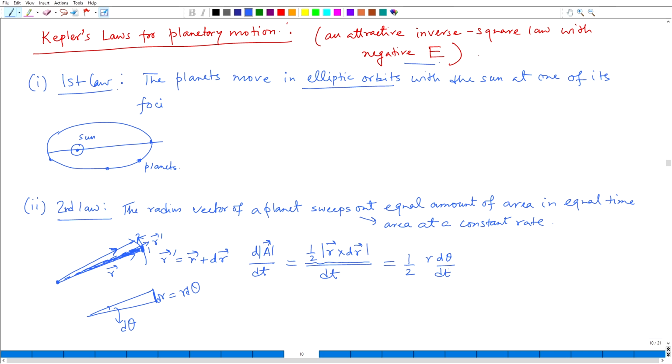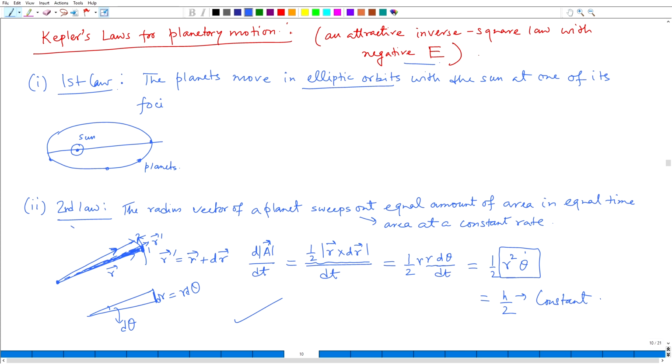Okay. And this is the r, I mean r dθ is just the dr part, and there will be another r multiplied. So, it will be simply like this, and you will have half r squared θ dot, and what is this? This is nothing but h by 2, which is a constant of motion in any central force, and that is why it is completely understandable why the second law of Kepler must be true.